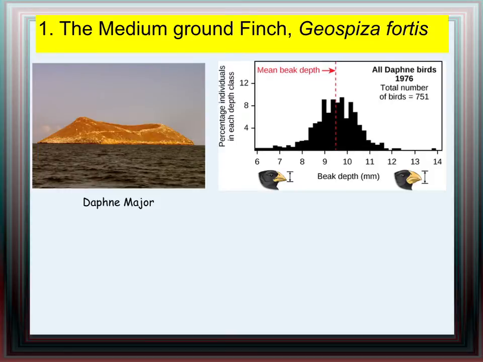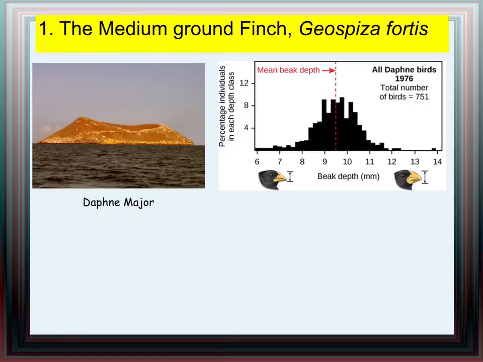Then in 1977, there was a drought on the islands. This means that there was limited food for the birds, and the only seeds available were large and difficult to crack. So when they returned to the island, which bird do you think predominated? The birds with big beaks that could crack these large seeds, or the birds with small beaks?